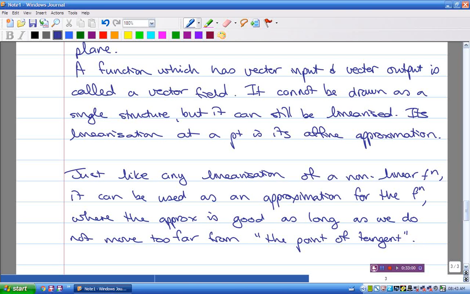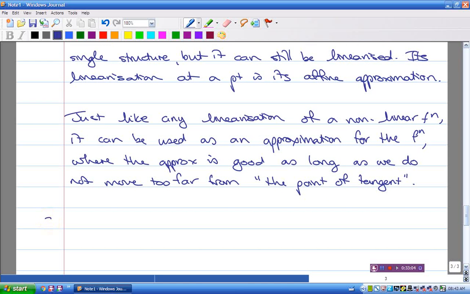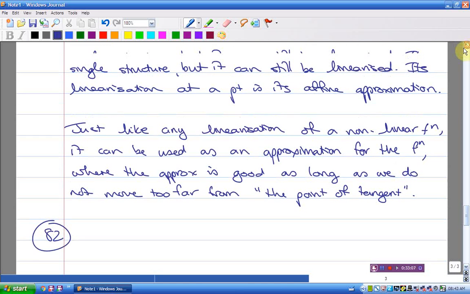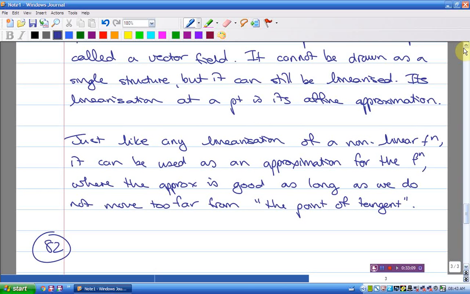But I'm going to fairly rapidly do an example, number 82, because we are almost a lecture behind, because I spent too much time on linear transformations last week. But it's just plugging into a formula. It's not a hard thing.